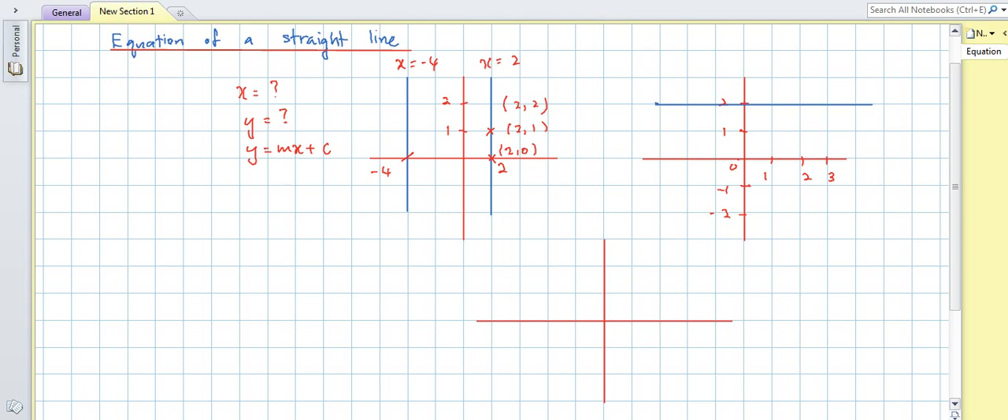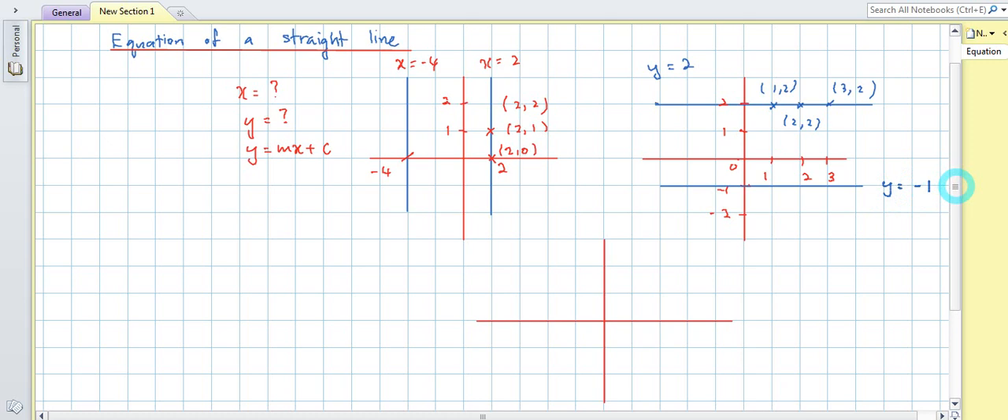The coordinates of the points that fall on the straight line are 1, 2, then 2, 2, then 3, 2. You will notice that the y part always equals 2, right? That's why the equation for this straight line is y is equal to 2. So if the straight line is over here, then the equation will be y equal to -1.